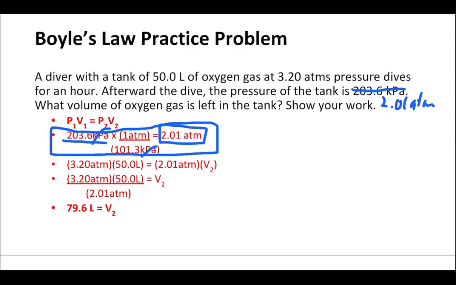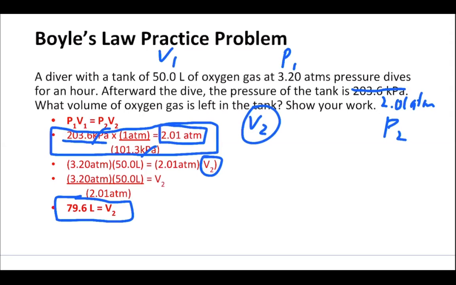Then you just plug all those numbers in, your V1, your P1, your P2, and we're trying to find V2 once again. That's what we don't know. And again, divide both sides by the pressure, get the atmospheres out of the way. You should have ended up with something like 79.6 liters. Again, notice atmospheres cancel each other out.